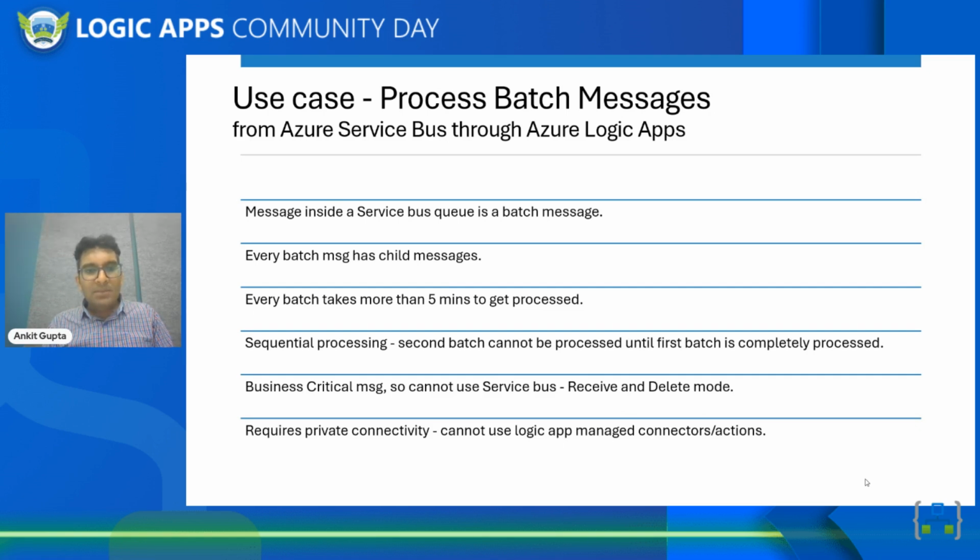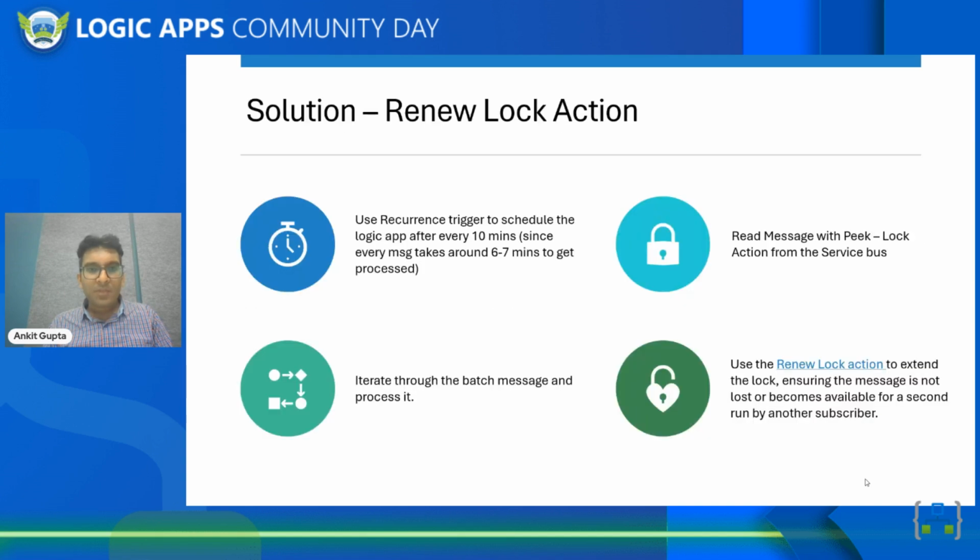Also, it is a business critical message, so we cannot use the Service Bus receive and delete mode. And it requires private connectivity. The Logic App that we created is a private connectivity Logic App, so we cannot use the Logic App managed connectors. The solution that we came across was to use the renew lock action.